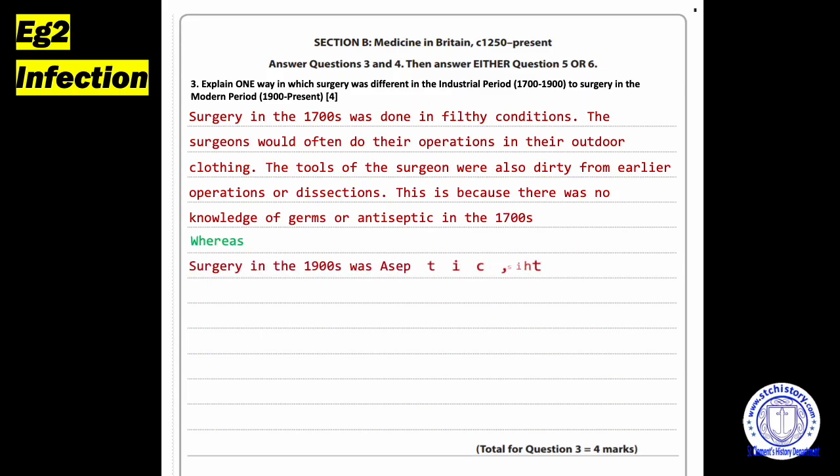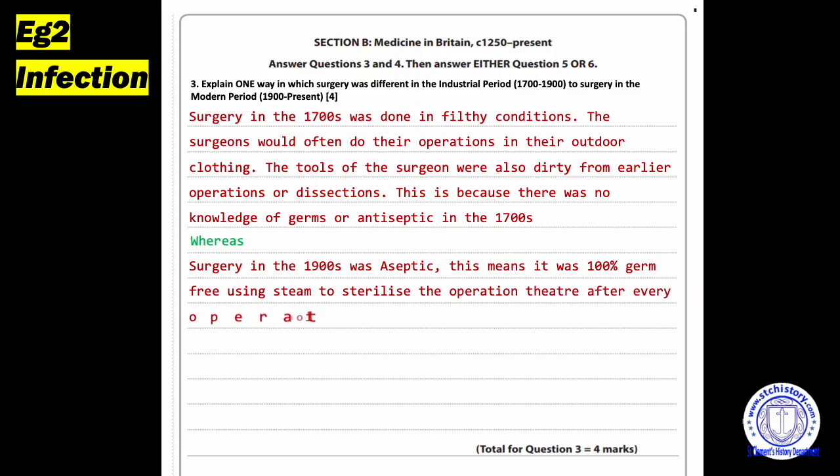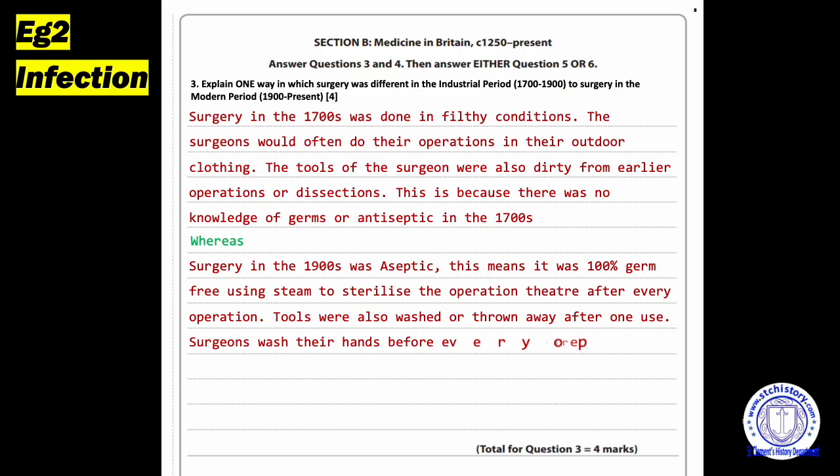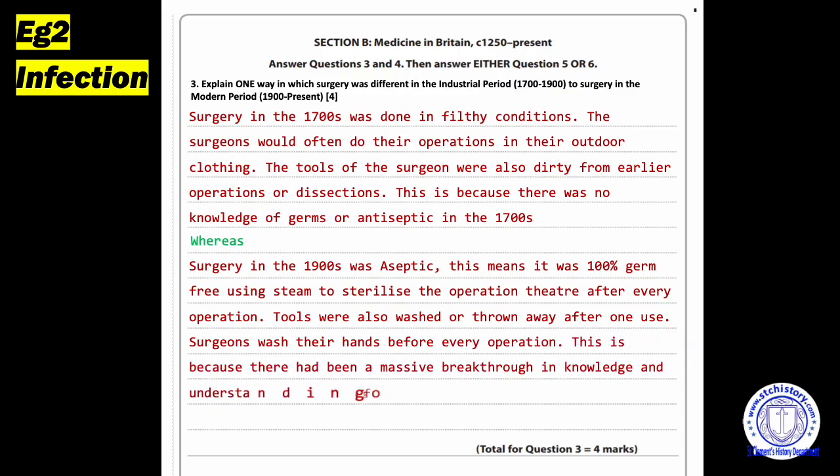All right, so we would then say surgery in the 1900s was aseptic. This means it was 100% germ-free, using steam to sterilize the operating theatre after every operation. Tools were also washed or thrown away after one use. Surgeons washed their hands before every operation. This is because there had been a massive breakthrough in knowledge and understanding of germs and technology by the 1900s.